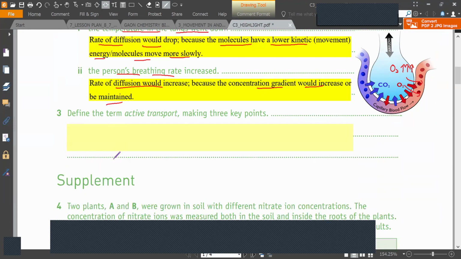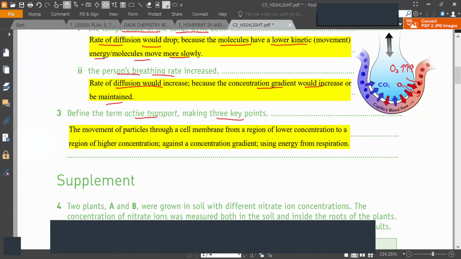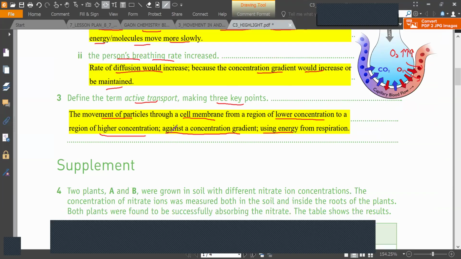Next. Define the term active transport, making 3 key points. What is active transport? Straightforward, we know that. Again, movement of particles through a cell membrane, so active transport also needs a cell membrane to happen. But this is from a region of lower concentration to a region of higher concentration. Basically, it's going against the concentration gradient using energy from respiration. So this is a key point.